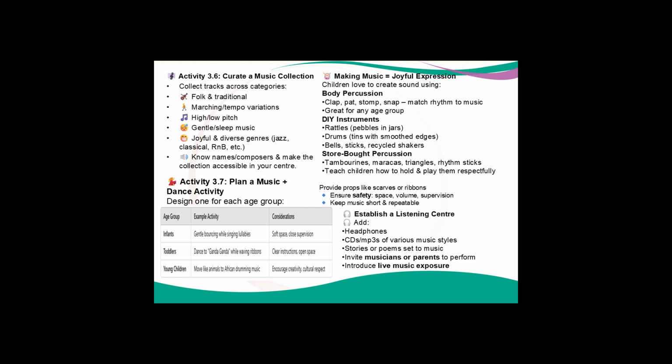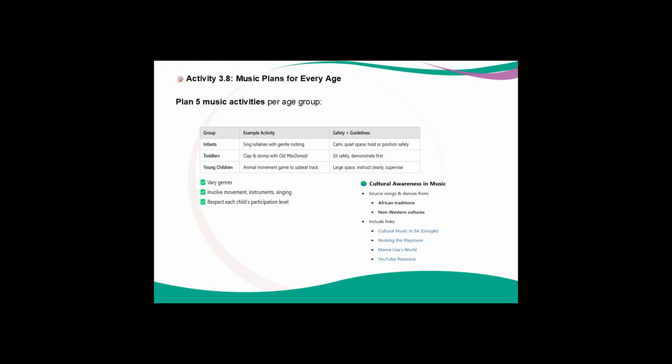3.7 expects you to plan music and dance activity for different age groups, and ensure safety, space, volume, and all of that. Make sure you have the resources to do this as well. And 3.8 is music plans for every age. So remember, they need to vary in genres, involve movement, instruments, singing, respect each child's participation.